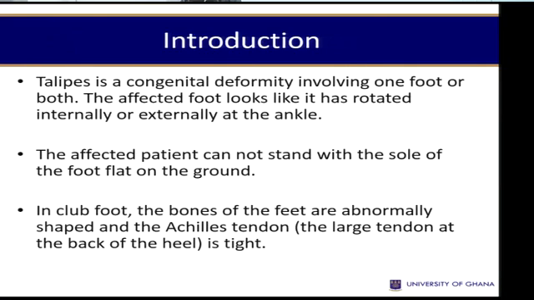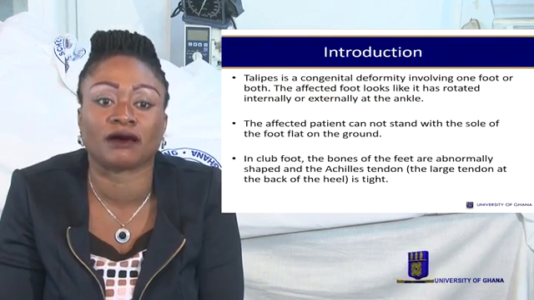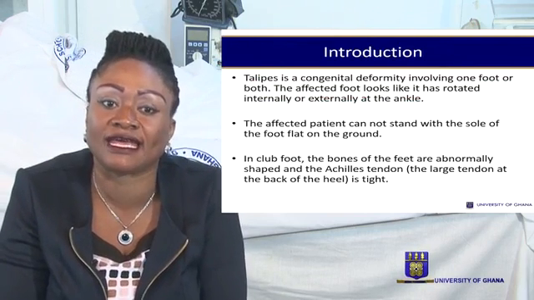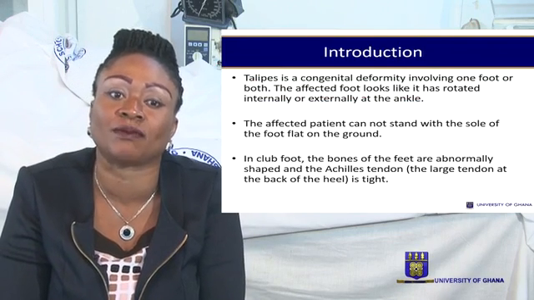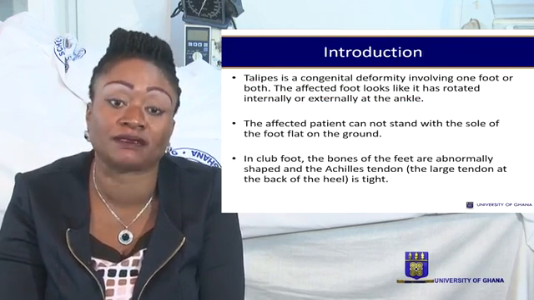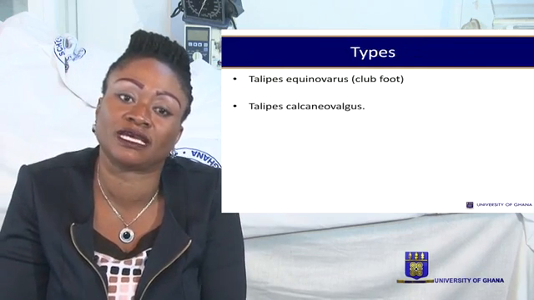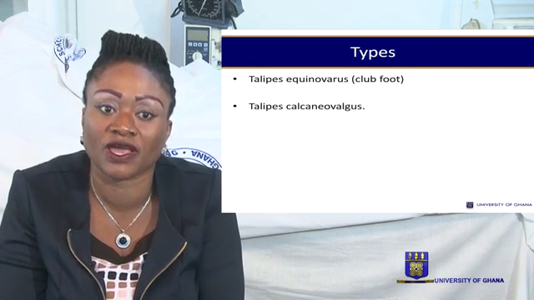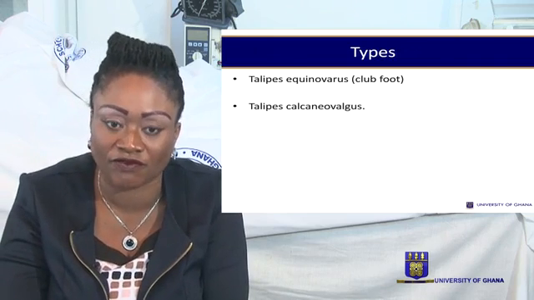In Talipes, also known as club foot, the bones of the feet are abnormally shaped, and the Achilles tendon, or the large tendon at the back of the heel, becomes tight. So if we take Talipes, we may have equinovarus as in club foot, and then Talipes calcaneovalgus.